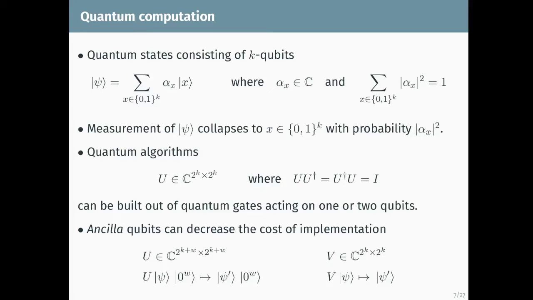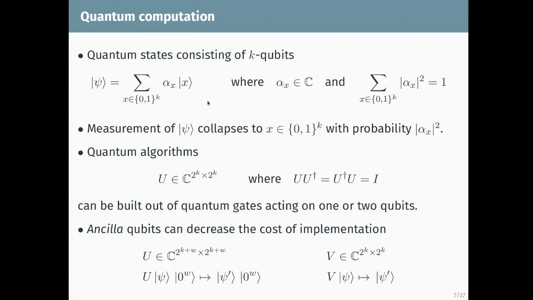Now, as we're considering the quantum resources required to mount an attack, we should consider the basics of quantum computation. So an arbitrary k-qubit quantum state can be written as the sum of k-qubit computational basis states. Now these can be thought of, for our purposes, as bit strings of length k. Each computational basis state has its corresponding complex amplitude, and if we measure this quantum state, it will collapse to a bit string of length k with probability of the magnitude of that particular amplitude squared.